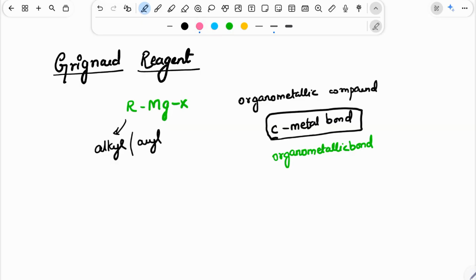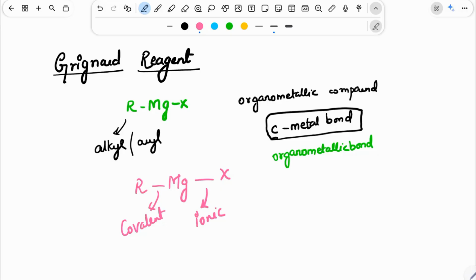And another thing, the bond between R and Mg is covalent, which is polar as well. And MgX we know very well is ionic. So one single compound consists of both types of bond: a covalent bond between carbon and magnesium, that means R and Mg, and an ionic bond between magnesium and the halogen.